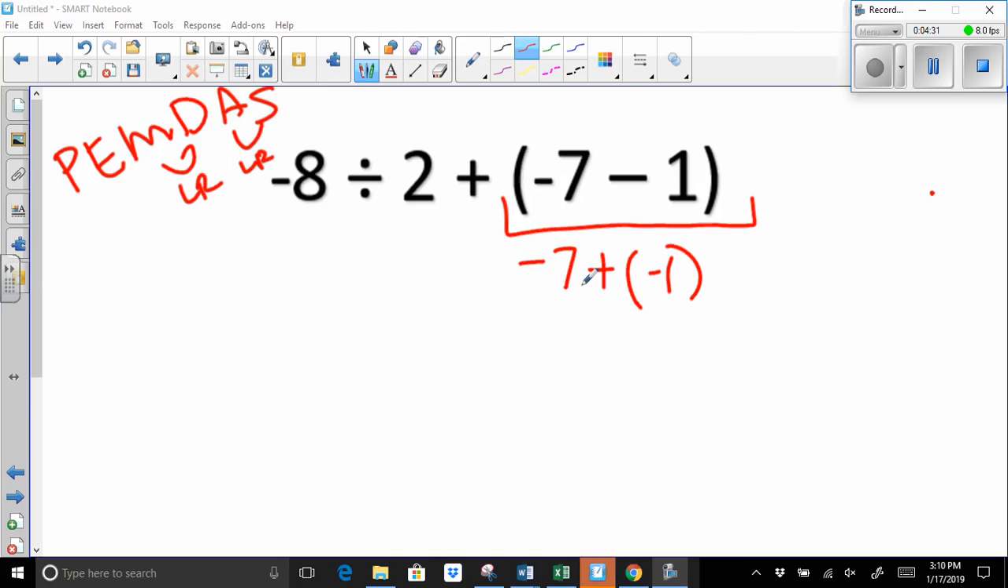So now we have an addition problem that we can work with. If you have 7 negative tiles and you add another negative tile, you now have a total of 8 negative tiles. So that would be -8. I'm now going to bring everything else down. And I'm going to kind of put this in parentheses to protect that number.